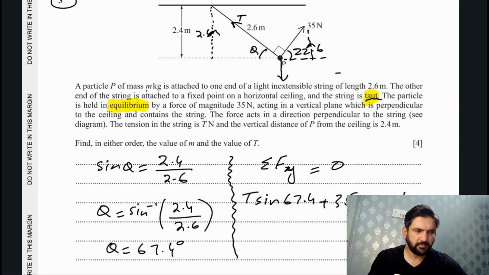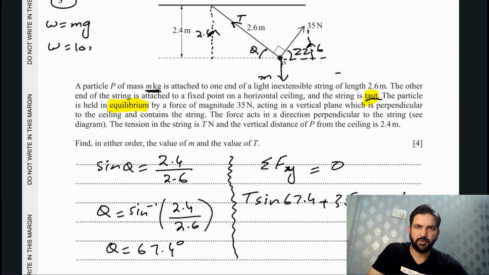So we know that the mass is 10. If the mass is 10, it means that the weight will be mg, and g is 10, so 10m. So we can write it as minus 10m is equals to 0. Now if we further simplify it, this will be basically T sine of 67.4 is equals to 10m minus 35 sine of 22.6. This will be the equation 1.